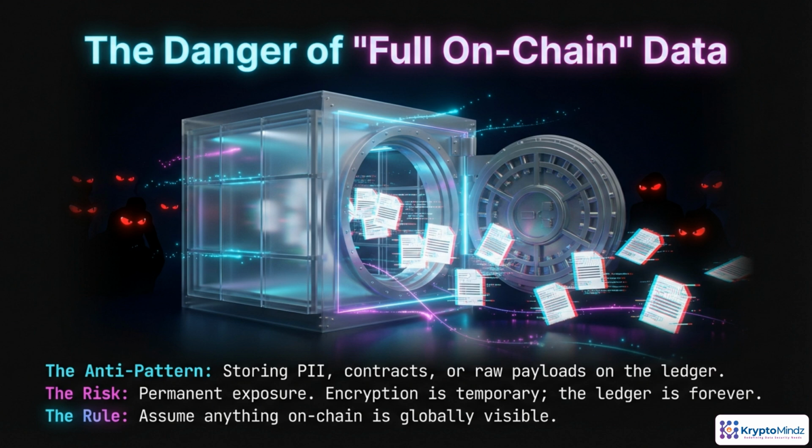A key mindset shift for architects is this. A blockchain is not a general-purpose data store. If you put full documents, PII, or raw business payloads on chain, you're effectively publishing them forever. Keys can be rotated, algorithms can break, policies can change, but that ledger copy is permanent and replicated. So treat any on-chain content as if it's globally visible. Use the ledger to store proofs and references, not the sensitive data itself.